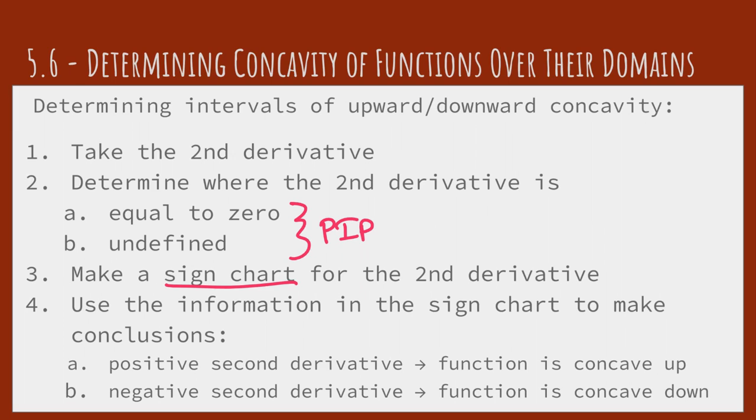Once we have that sign chart, then we can make conclusions based on whether the second derivative is positive or negative on certain intervals. Specifically, if the second derivative is positive, then the function's concave up. If the second derivative is negative, then the function's concave down.